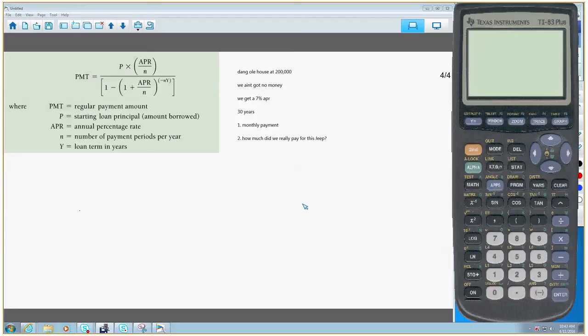This'll be our last one today. How about that? And then we go into income tax, and then I'll get back on Wednesday. All right, so here we go. We're going to take that 200,000 and multiply it by our fraction. Let's get our fraction first. 0.0 what? 0.07.